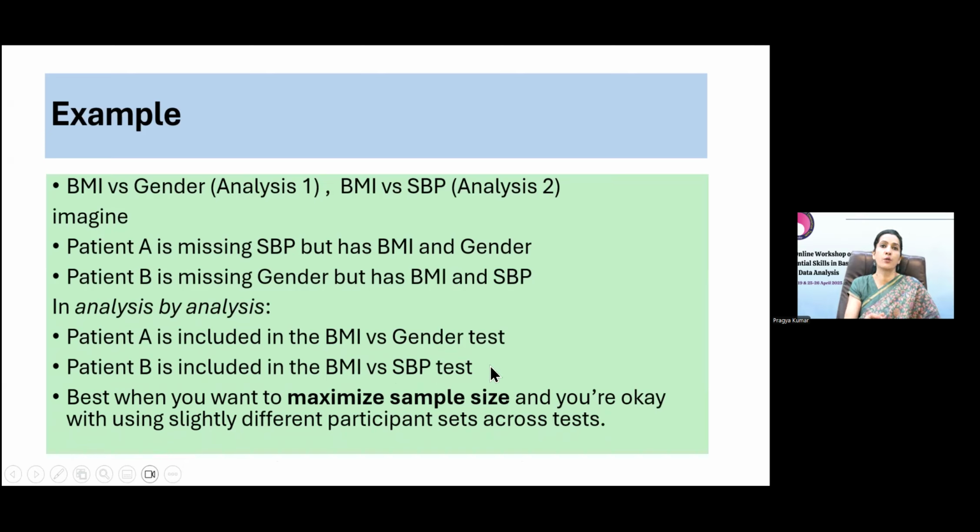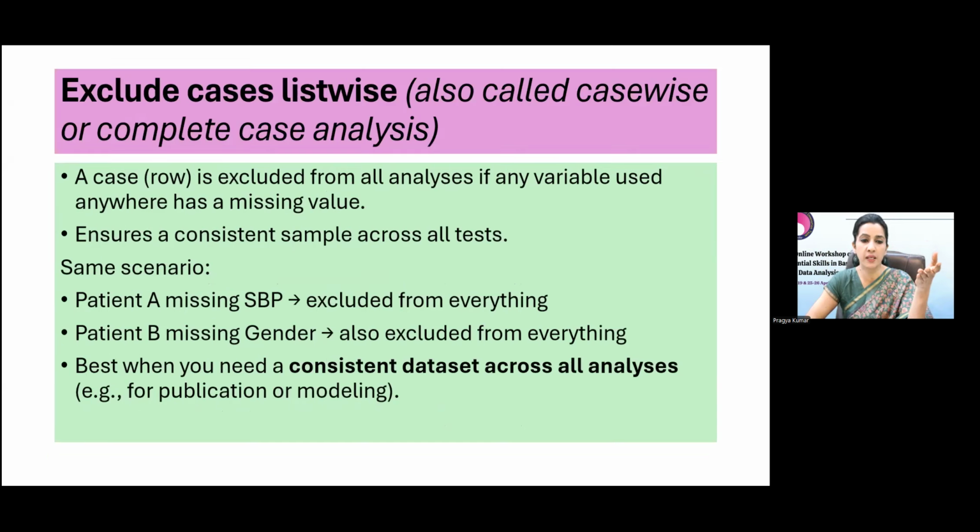So whenever you want to maximize your sample size, you go with this analysis by analysis. But in this case, there will be a different denominator in different tests. The participant number can be different in different tests. Another option is exclude cases listwise. That means it excludes that particular row. A case or row is excluded from all analyses if any variable is missing anywhere.